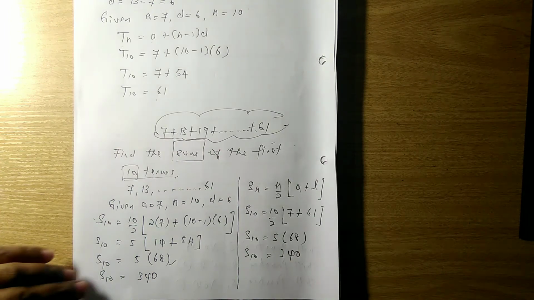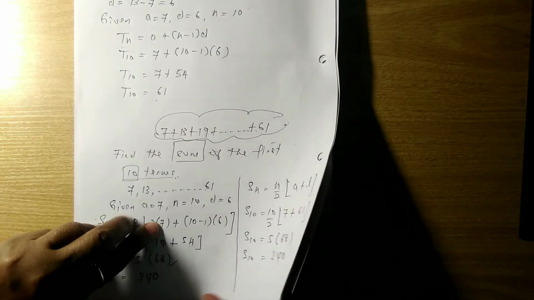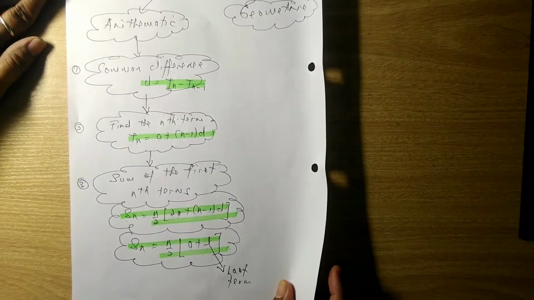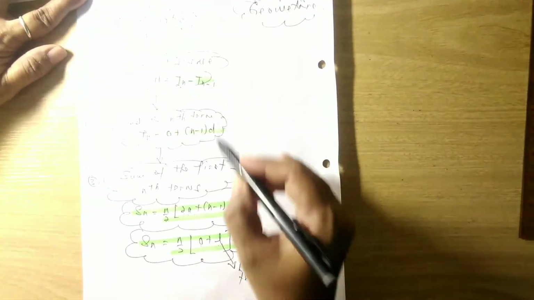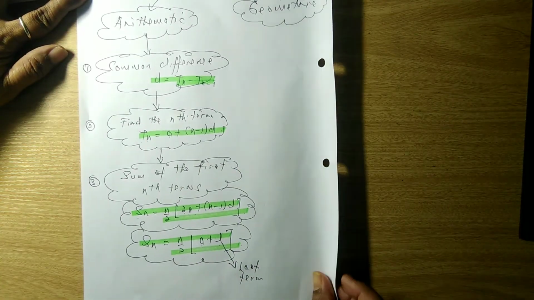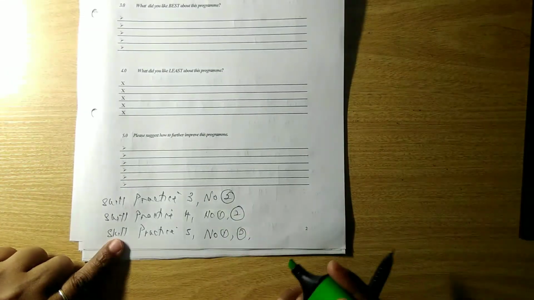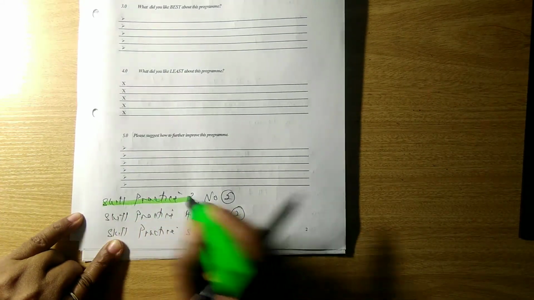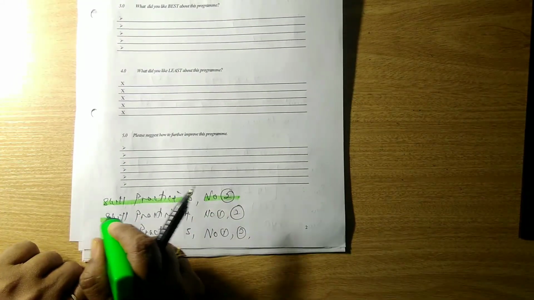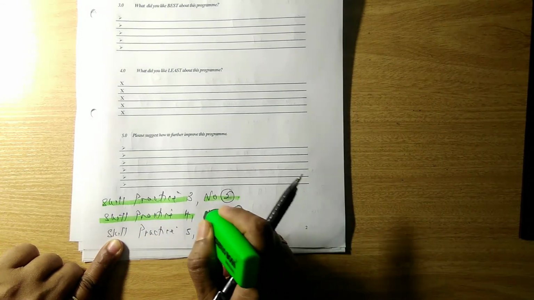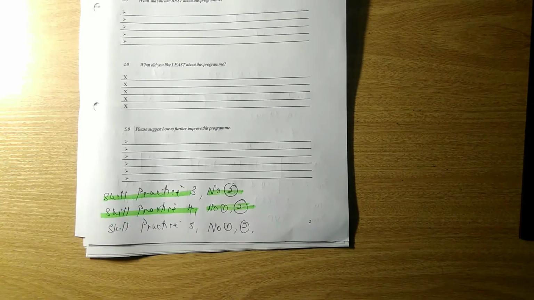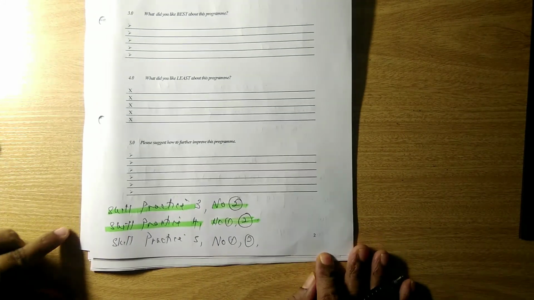Okay. So basically, we have covered the common difference, the nth term, and the sum of the terms. So what I want you to try out is skill practice 3, question number 2, and skill practice 4, questions 1 and 2. Okay, so that will be your work. Thank you.